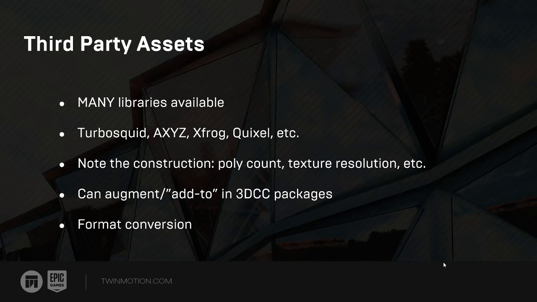And a good way to do that, if you want to learn as well, is to grab assets from these other places and open them up in another package and take note of the way they're constructed. Things like the polygonal count, the overall resolution of the textures, how things are put together for that asset. You can always take an asset from somewhere else and augment or add to it in other packages as well, and then simply export it out into a format like FBX, like I mentioned, to be able to bring it over to Twinmotion. You can also use other packages for format conversion.